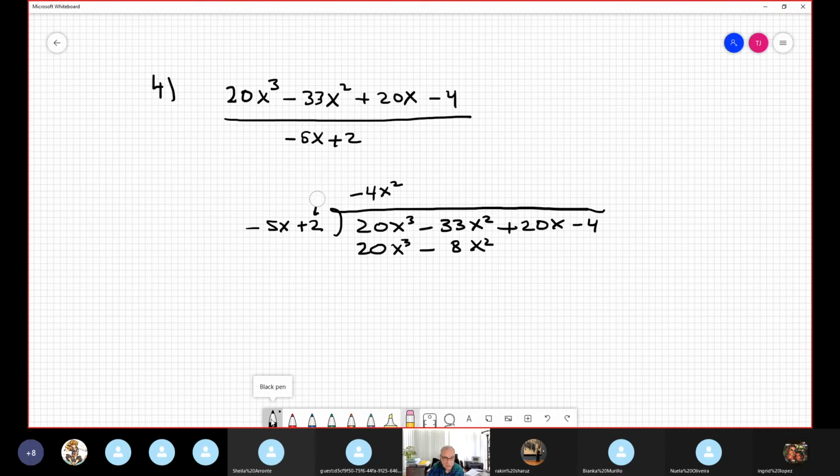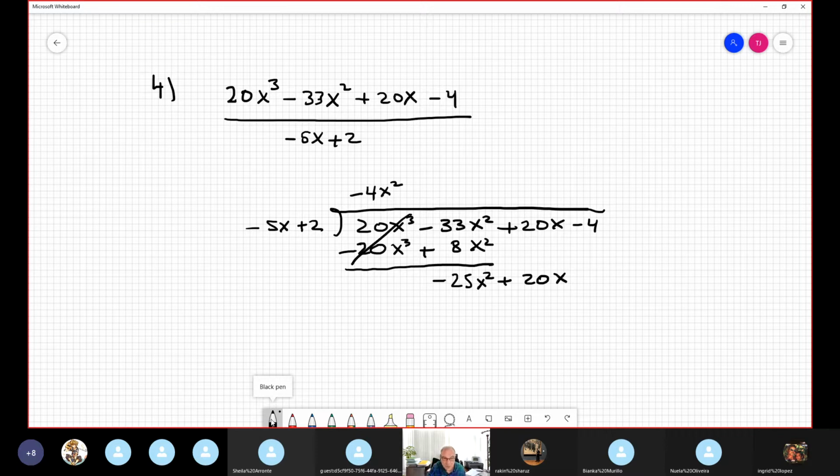All right, now don't forget. This is the most important moment that the student always forgets. I don't know why. You change the sign. Why do you change the sign? Because division is the arithmetic procedure that is the combination of division, multiplication, subtraction. You cannot change that. So you change the sign always. This part is canceled out. And we have 33 minus 8, 25, negative 25x squared. And bring down the next in the list of the dividend.